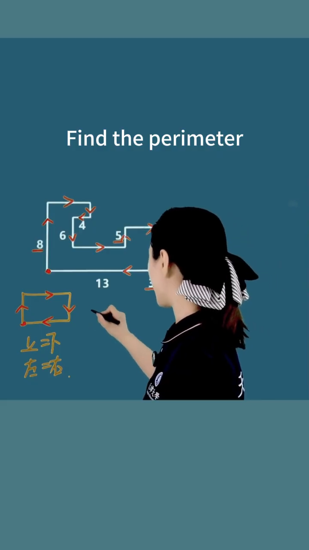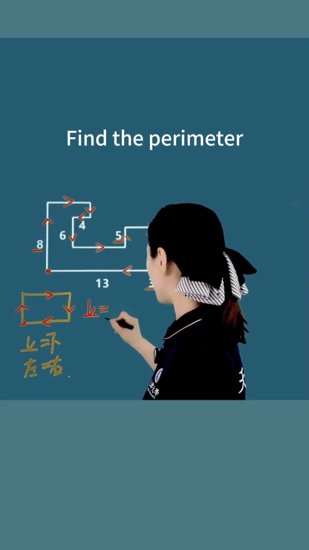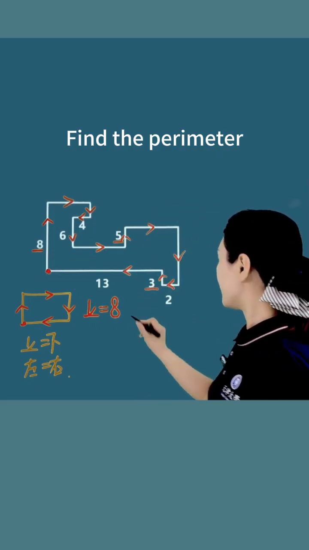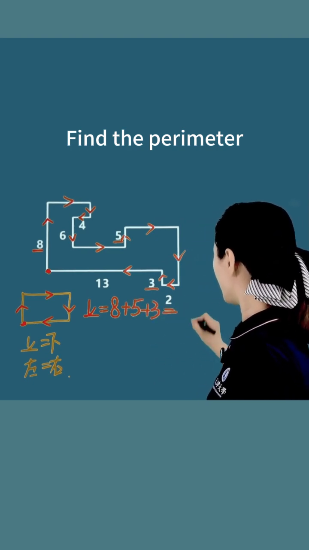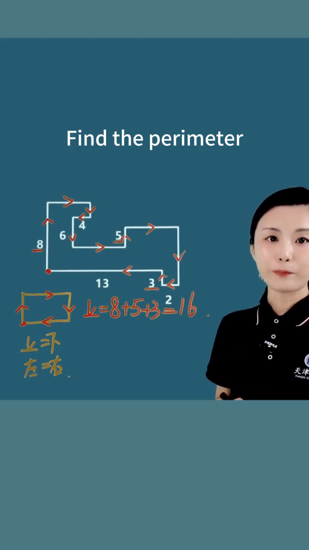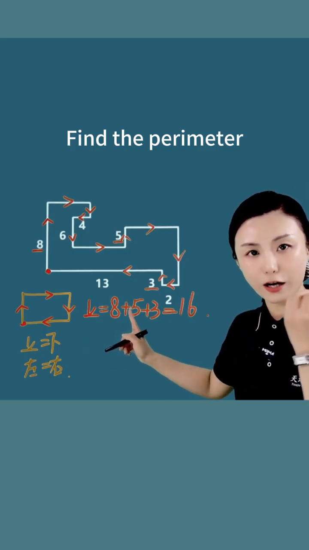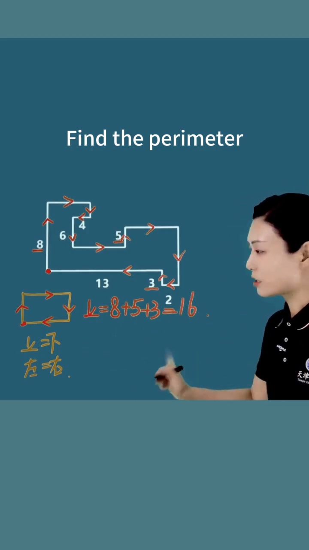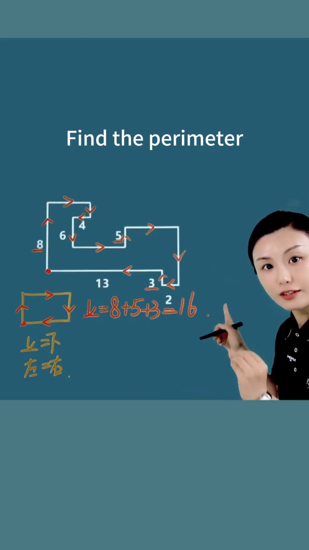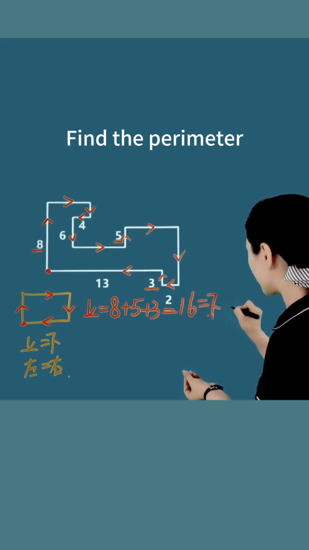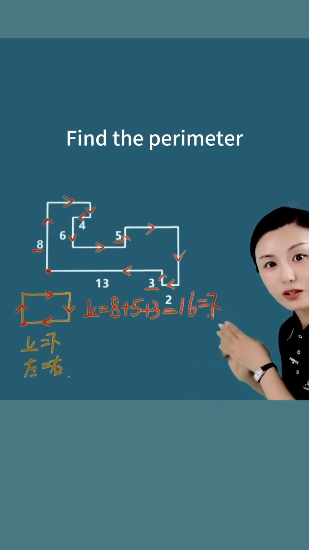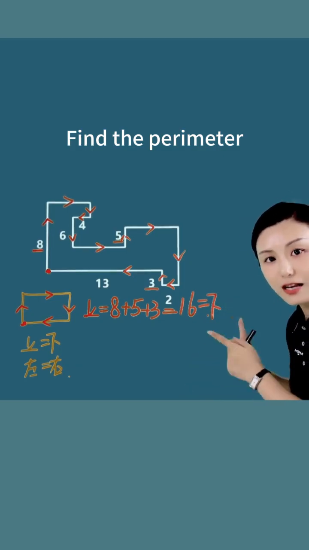Let's write it down. The sum of the upward edges is just the sum of these 3 parts, 8 plus 5 plus 3, which equals 16. No problem, right? So the total length of the upward edges is 16. Doesn't that mean the total length of the downward edges must also be 16? It must also equal the sum of the downward edges, so there's no need to calculate it again. We've finished looking at up and down.